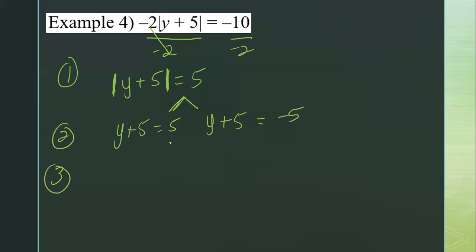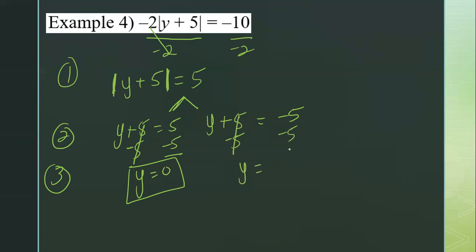Step 3 is to use inverse operations. So what do I need to do to get y by itself? Subtract. The opposite of adding 5 is to subtract 5. So my first solution is, what's 5 minus 5? 0. There's my first solution. I'm going to repeat the inverse operations here. Minus 5, minus 5. And what's negative 5 minus 5? Negative 10. You owe me $10. So my 2 solutions are y equals 0 and y equals negative 10.